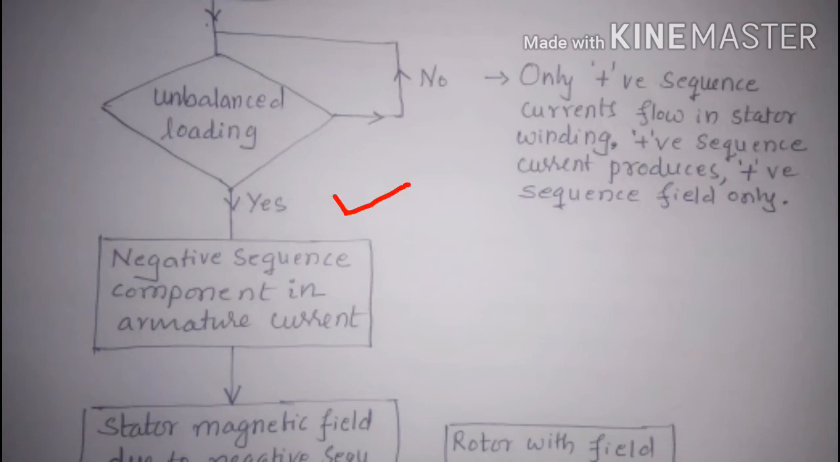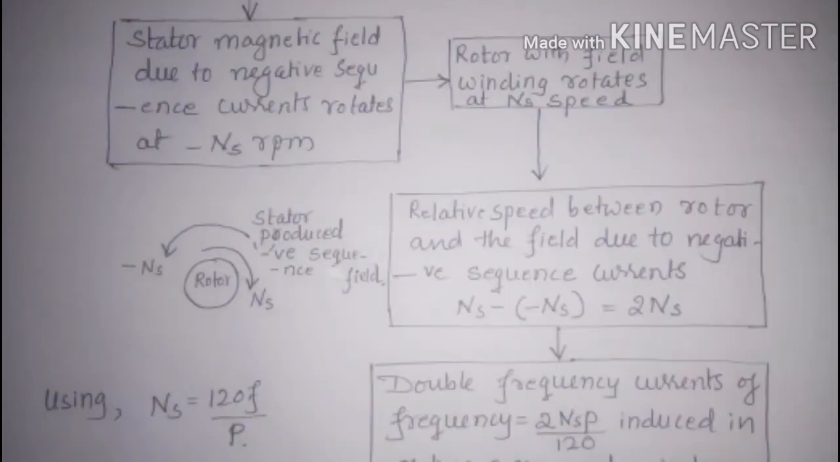If load connected to the alternator's terminals gets unbalanced, in that case, along with positive sequence currents in the stator, negative sequence currents also start to flow. Negative sequence currents through the stator winding produce a negative sequence field also. The negative sequence field rotates at synchronous speed in the direction opposite to that of positive sequence field.